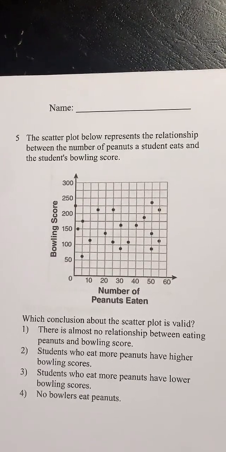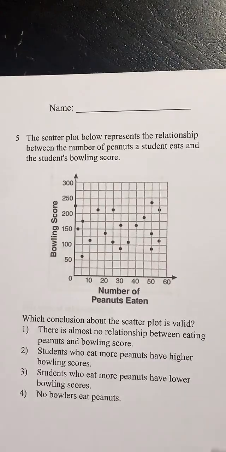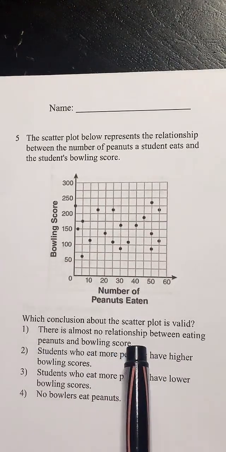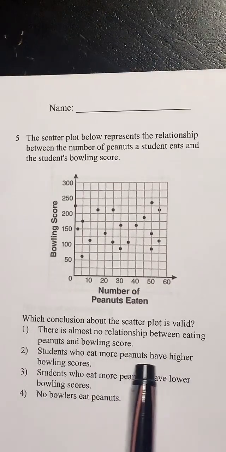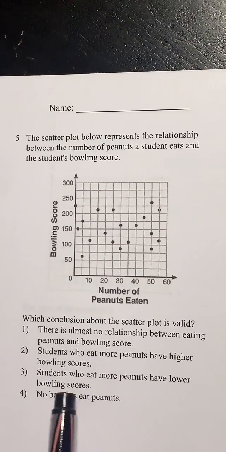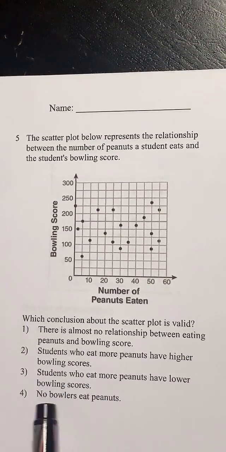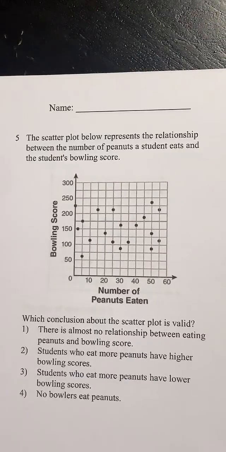But here's the thing. Knowing how insane it sounds, now you can actually go into, so what conclusion about the scatter plot is valid? Okay, there is almost no relationship between eating peanuts and bowling scores. Students who eat more peanuts have higher bowling scores. Students who eat more peanuts have lower bowling scores. No bowlers eat peanuts. Good luck finding a correlation.